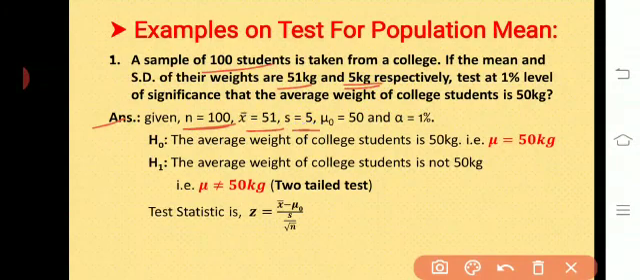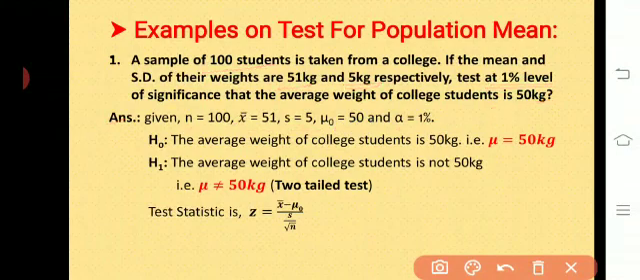Then we have to test at 1% level of significance, means alpha is given 1%, that the average weight of college student is 50 kilogram. Here they have considered the mean of the population, and population mean we are going to denote by mu 0. So mu 0 is given 50.